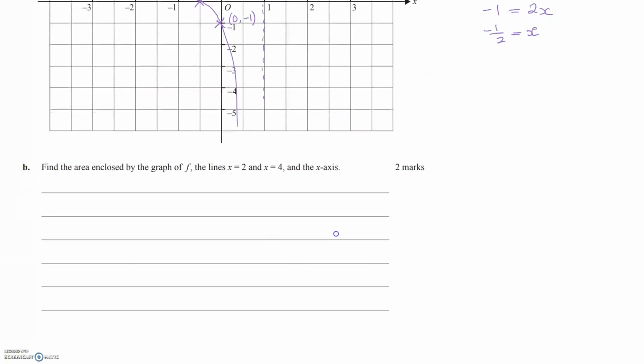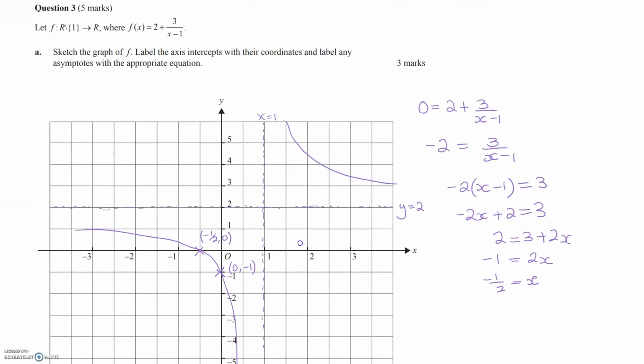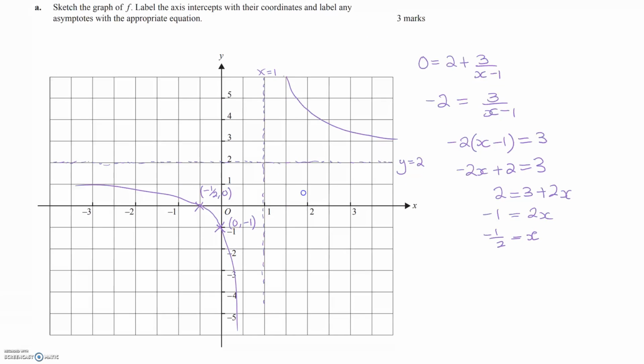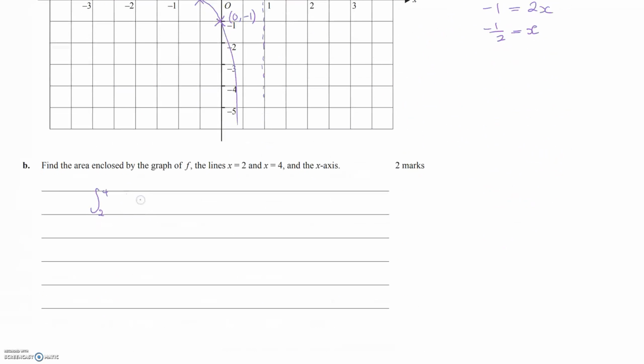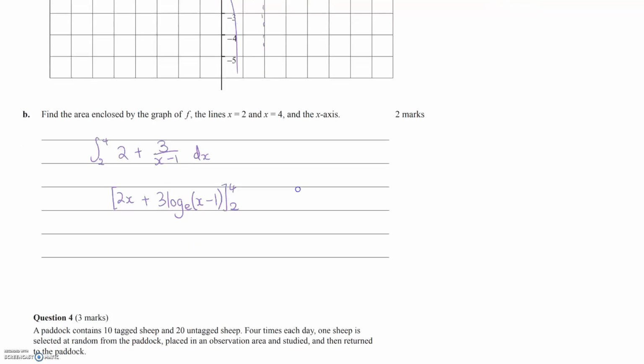So really this is a smart way of them just asking us for the integral between 2 and 4 of f of x. If we're looking back up at the start of the question, this is 2 plus 3 over x take 1. So the integral of 2 plus 3 over x take 1 dx. As I integrate this, I'm going to get 2x plus, now if you're not too good with your logs, you need to be careful here. Hopefully that should make sense. And we're doing this between 4 and 2.